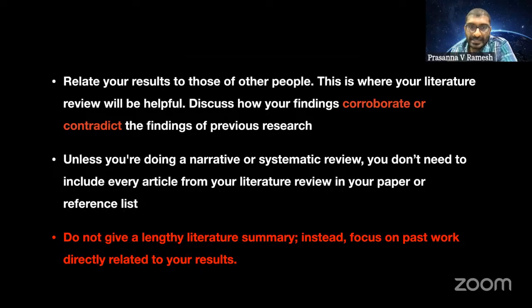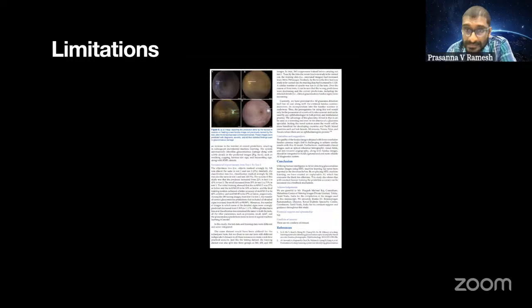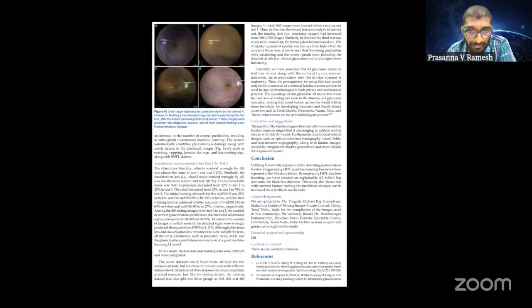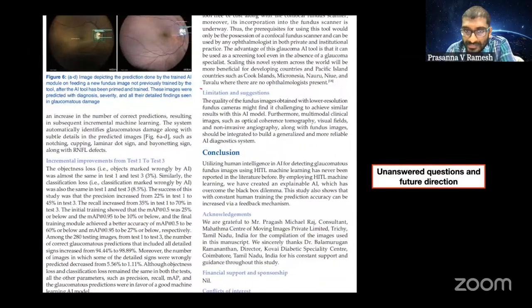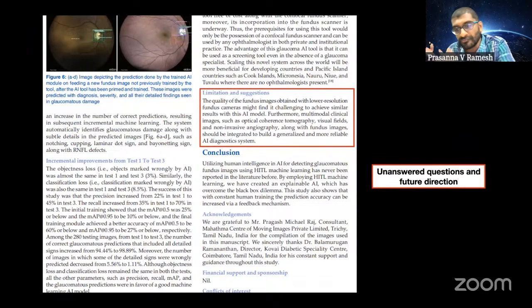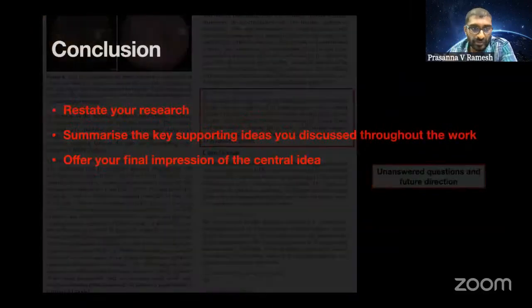Unless you're doing a narrative or systematic review, you do not need to include every article from your literature review. And do not give a lengthy summary. Instead, focus on the past work directly related to your work. Either you corroborate or contradict. And the limitations, again, my dear friends, are very important. Every study will have its limitations. Always try to mention, before concluding, the unanswered questions and the future directions that we are focusing on.